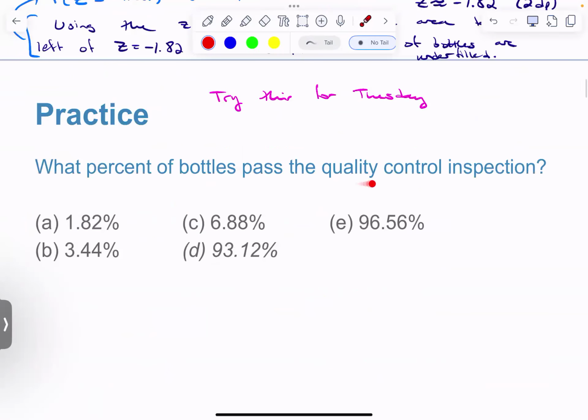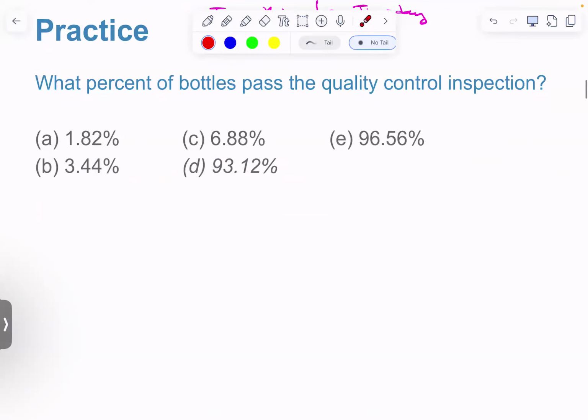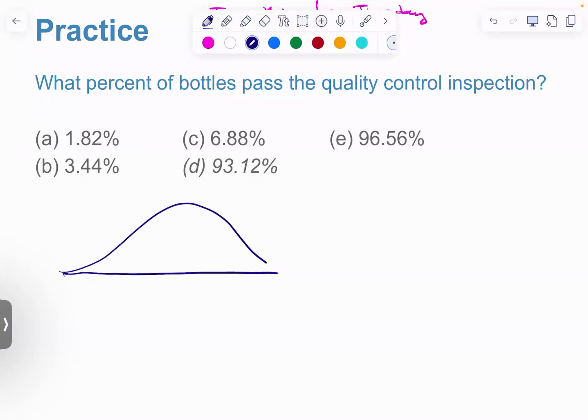What percent of bottles pass the quality control inspection? So, what does that mean? We want to find a percentage, which means I want to find an area under the curve. I like to ignore all the multiple choice options until I have an answer, obviously. First thing we're going to do is draw our normal distribution.